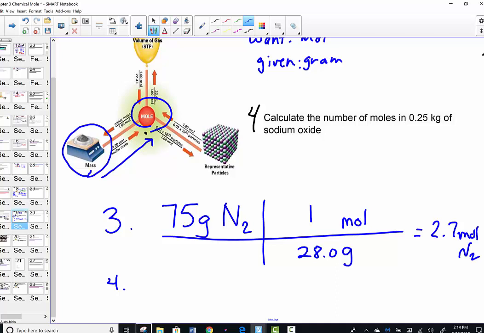So we want to know how many moles given a gram. I'm starting at the mass, the scale, and I want to head in. The first skill: 0.25 kilograms converted to a gram. The kilo is the prefix that represents 1,000, right? So it takes 1,000 grams to equal a kilogram.